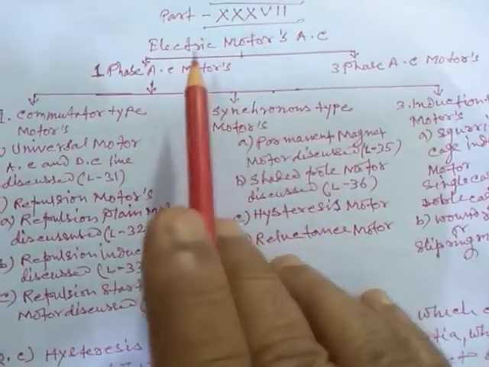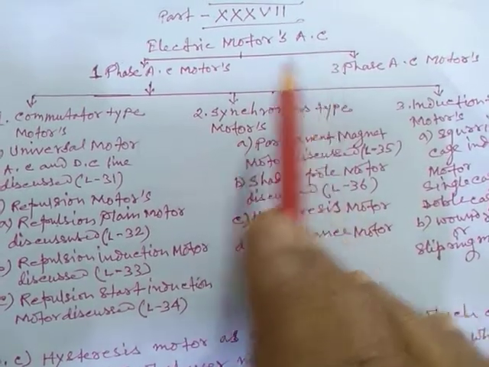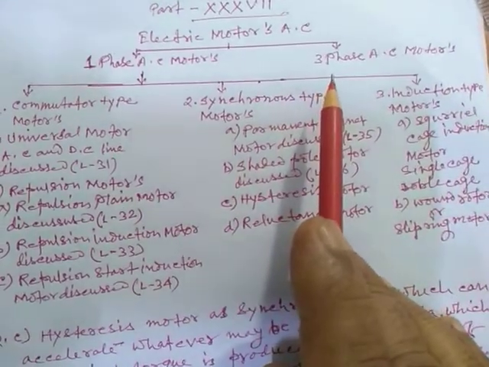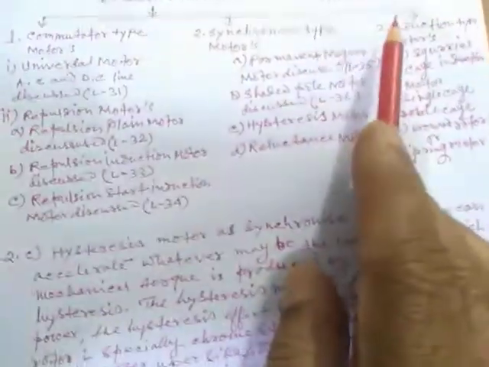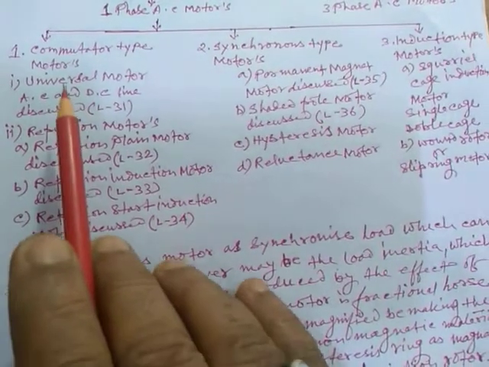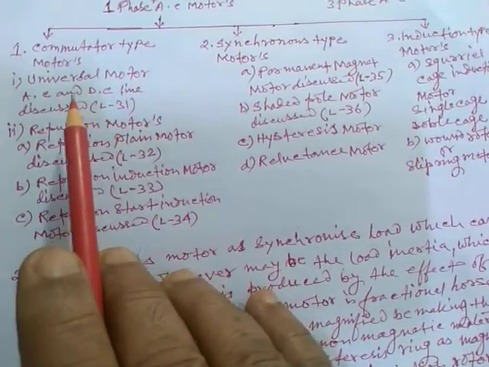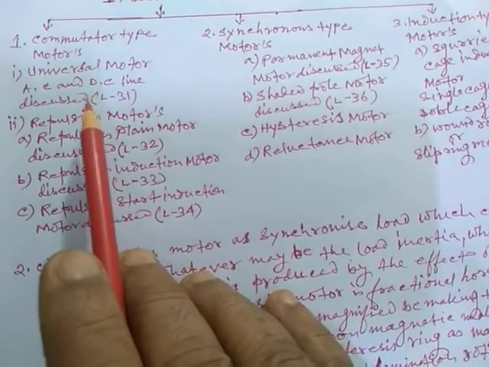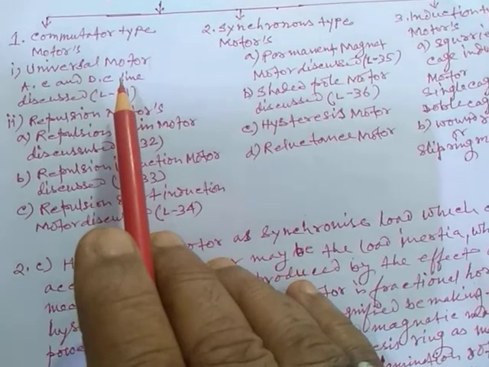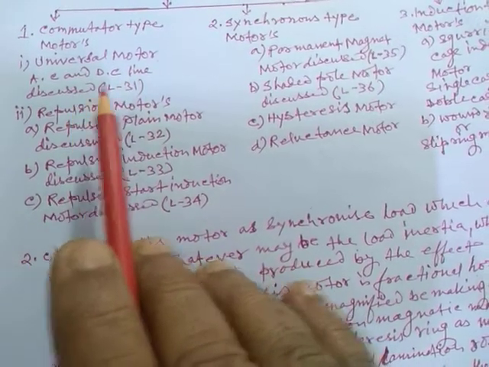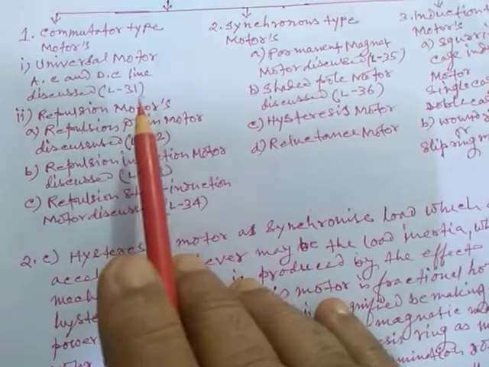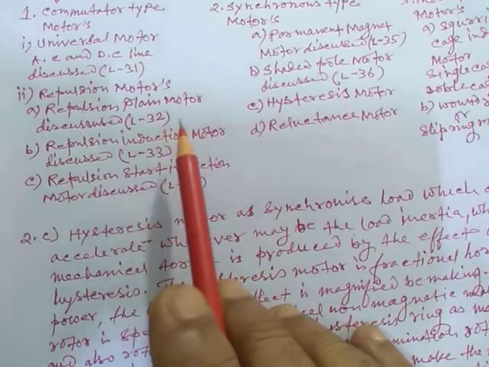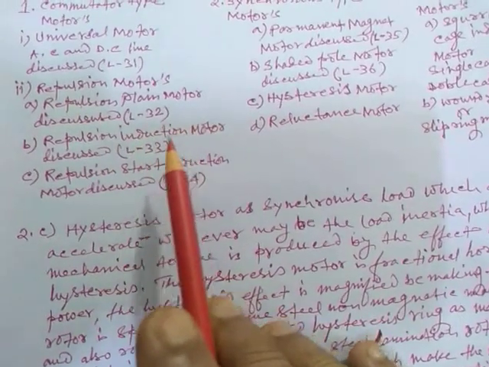Part 37. Electric motors, AC. Single phase AC motors and 3-phase AC motors. Number 1. Commutator type motors. A. Commutator universal type motors, AC and DC line, discussed in L-31. Repulsion type motors. A. Repulsion plane motor, discussed in L-32.